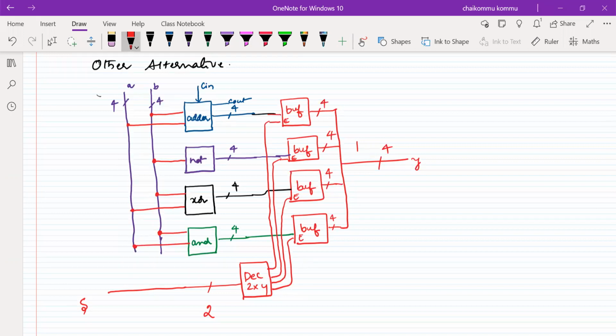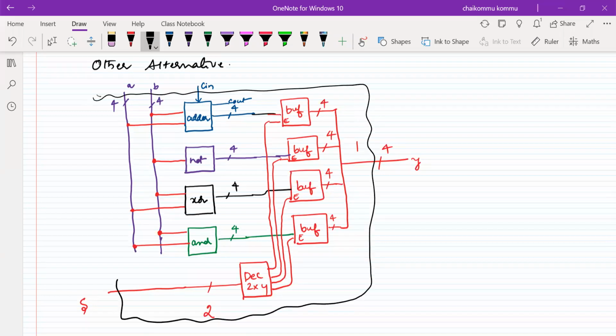Okay, so now this is the best possible representation for the 4-bit ALU.